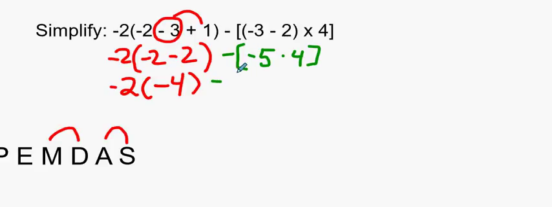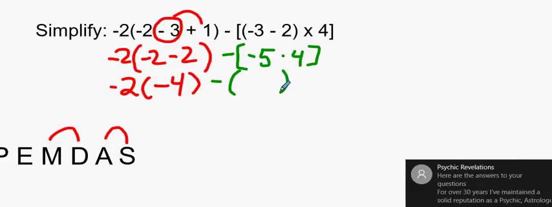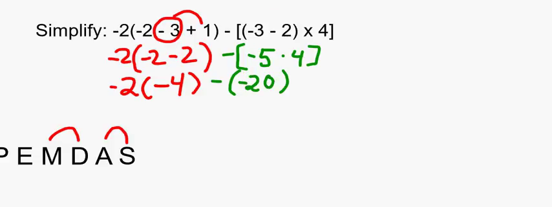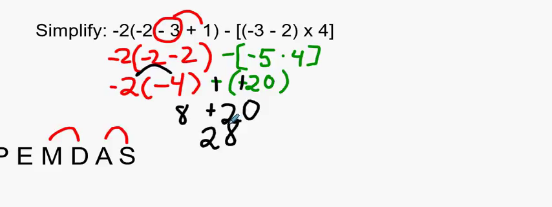Minus, we can turn our brackets into parentheses. Negative 5 times 4 comes out to negative 20. Finishing, negative 2 times negative 4, positive or negative 8? Positive 8. Plus, plus, right? Plus, plus negates each other. 20 plus 8 is 28. I hope that made sense.